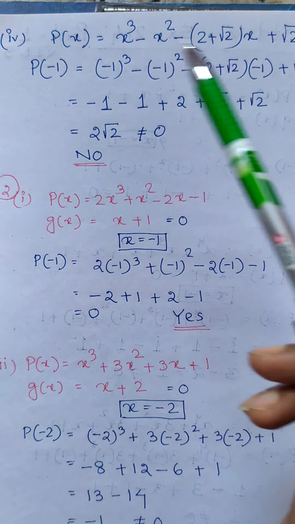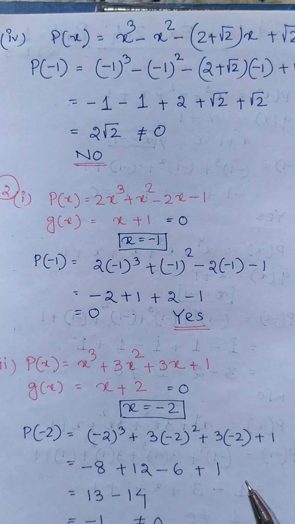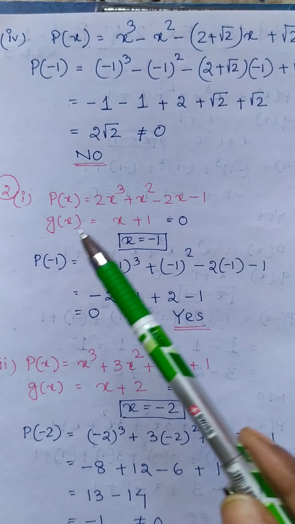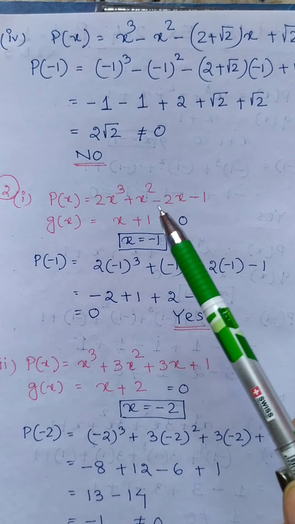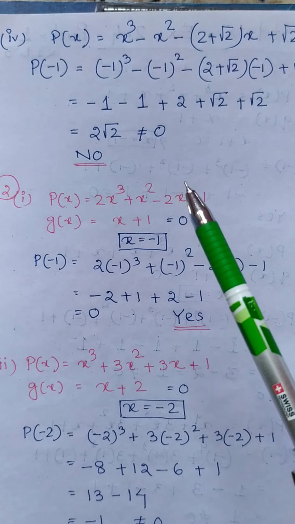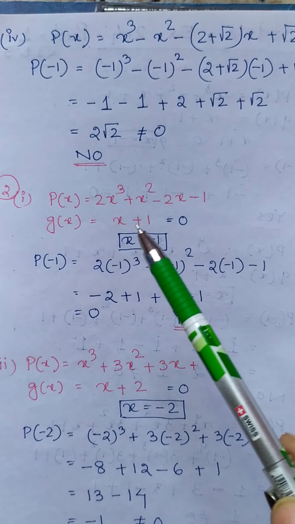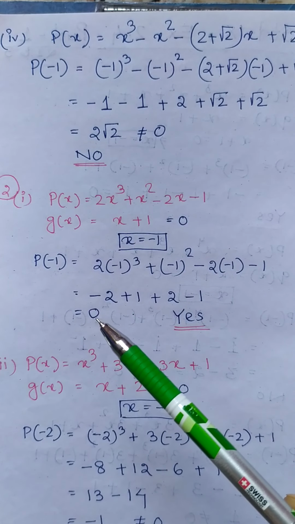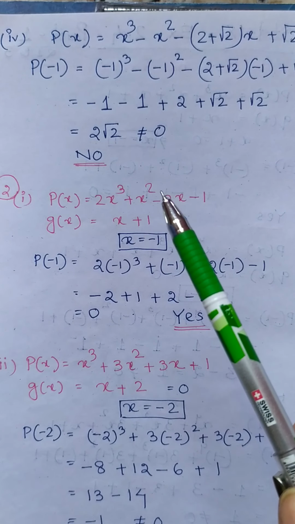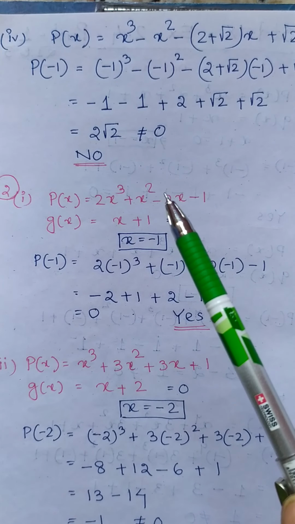Coming to question number 2, it says, use the factor theorem to determine whether g of x is a factor of p of x in each of the following cases. We are given p of x as a polynomial and g of x as another polynomial. We have to check whether this g of x is a factor of p of x or not. Again the same procedure: make g of x equal to 0, put that value of x in p of x. If 0 is coming, then g of x is a factor of p of x.